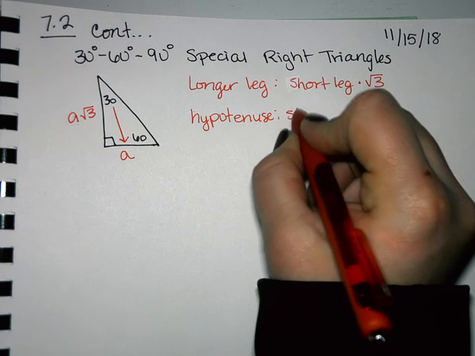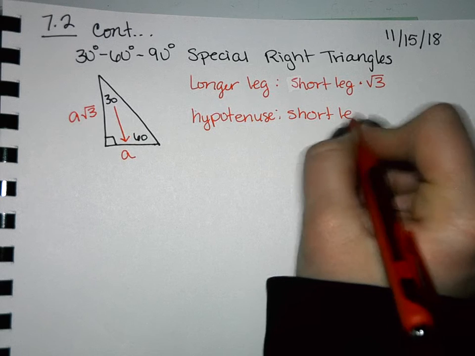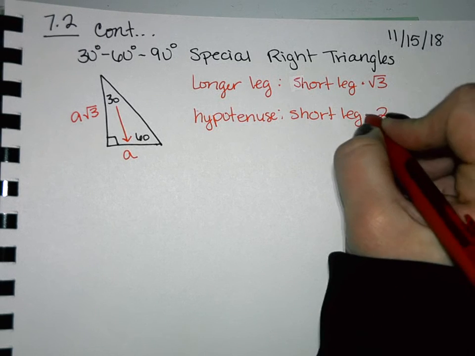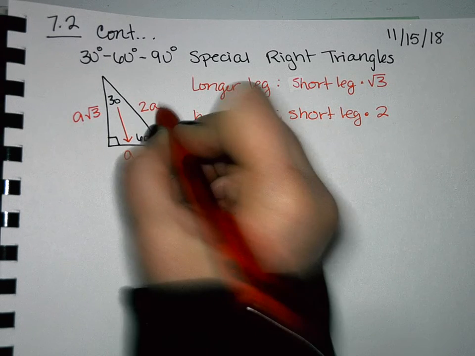The hypotenuse: the shorter leg times 2 is your hypotenuse. So that means the side across from 90 is going to be 2A.